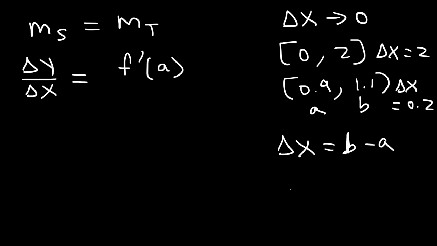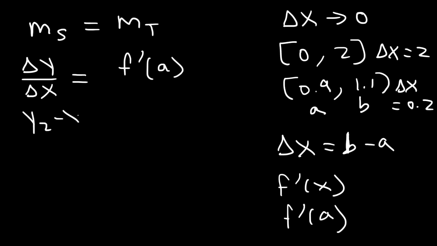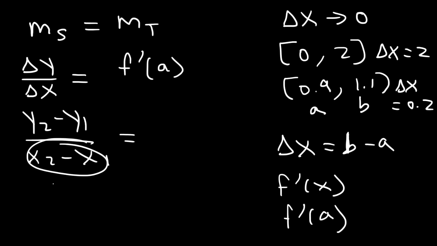So keep in mind, f prime of x is the derivative of a function, and f prime of a is the slope of the tangent line because you're plugging in a number to get a number. Now, delta y is y2 minus y1. Delta x is x2 minus x1. And as these two values approach 0, then this is going to equal f prime of a. So therefore, we need to write a limit expression.